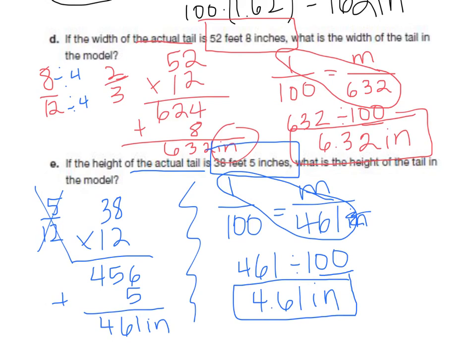Don't forget to do the barn problem, where your scale factor is 1 to 48. So instead of using 1 over 100, you'll use 1 over 48.